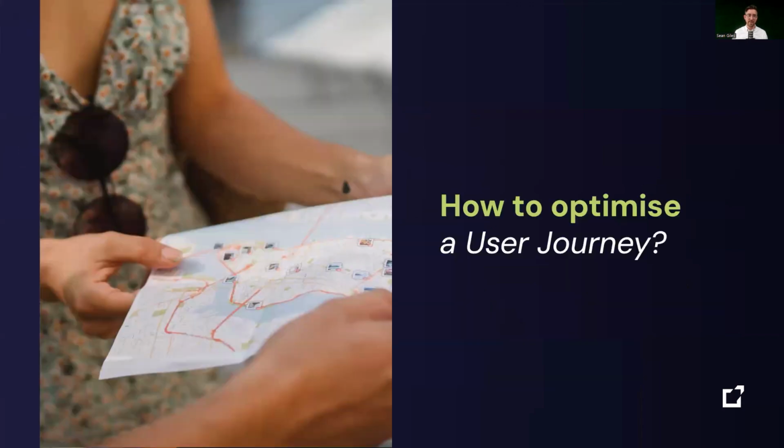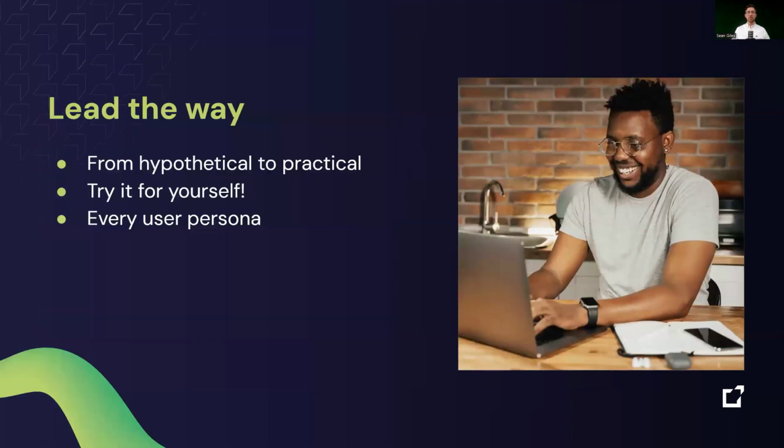So then we move on to how to optimize our user journey. We understand how we're going to create the user journey and map them out, and then how do we actually optimize that over time? Optimization, ultimately, is where we're leading the way. This is where we go from hypothetical, users come from point A to point B, and we turn it into the practical. We're actually testing these things out, seeing how it works in a real world example. And this is ultimately where you're trying it yourself.